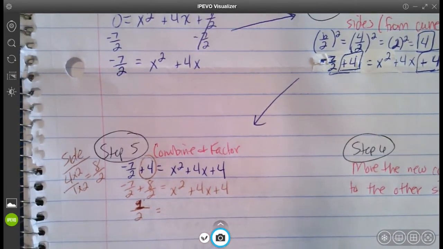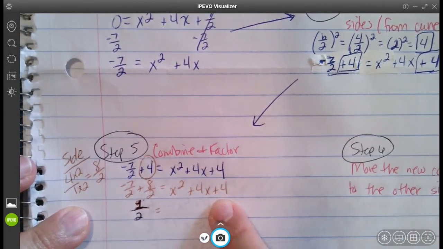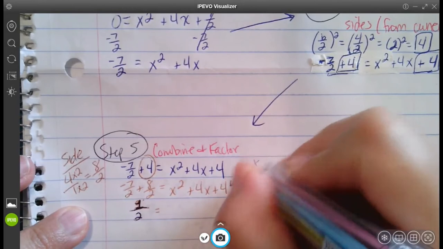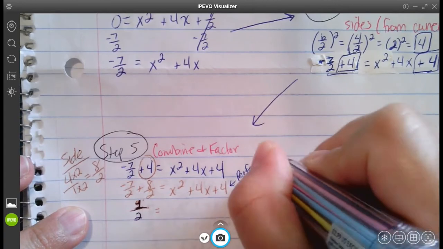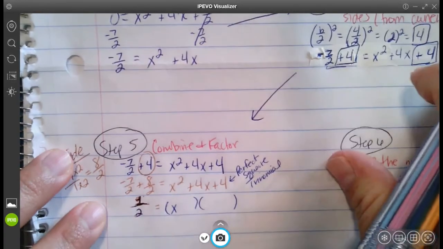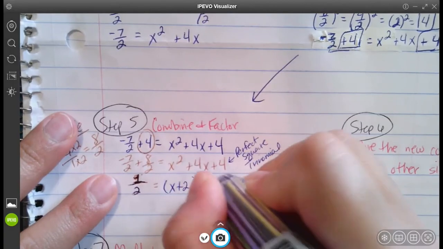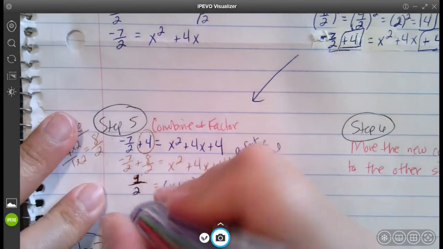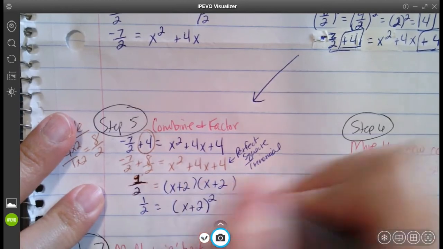Over on this side, we're going to factor this. If you did this correctly, this should be a perfect square trinomial, meaning I can factor it into two parentheses that are exactly the same. In this case, it would be 2 and 2, because 2 times 2 is 4 and 2 plus 2 is 4. I'm going to rewrite this one more time. So 1/2 is equal to x plus 2 squared.